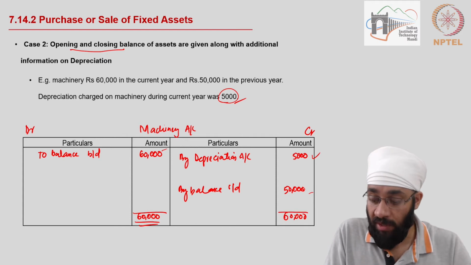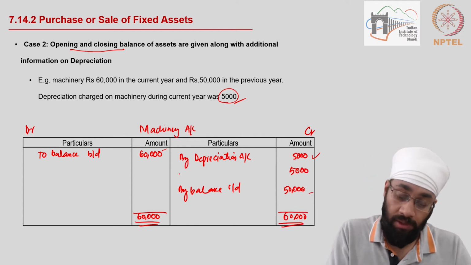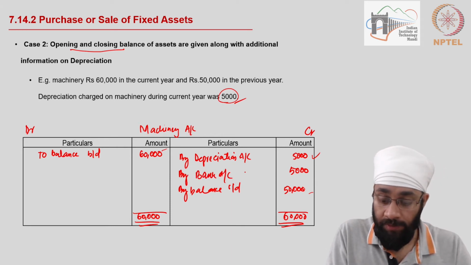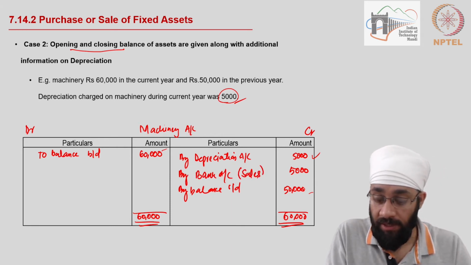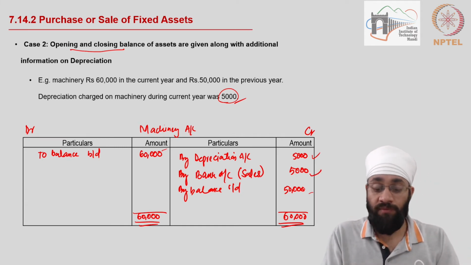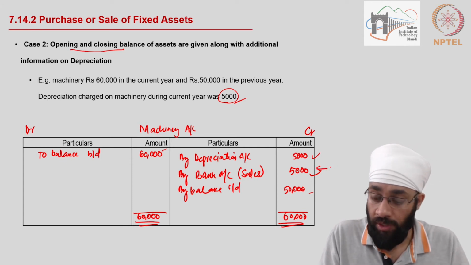Total should be 60,000 on both sides. There is a gap of 5,000. What is this amount? This is by bank account. This means an asset has been sold. This is the balancing figure. 5,000 rupees worth of fixed asset has been sold. So this amount goes into the investing activities.